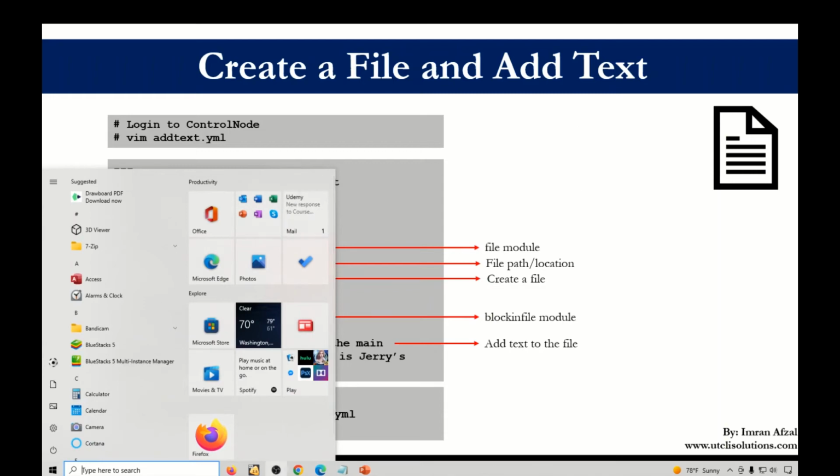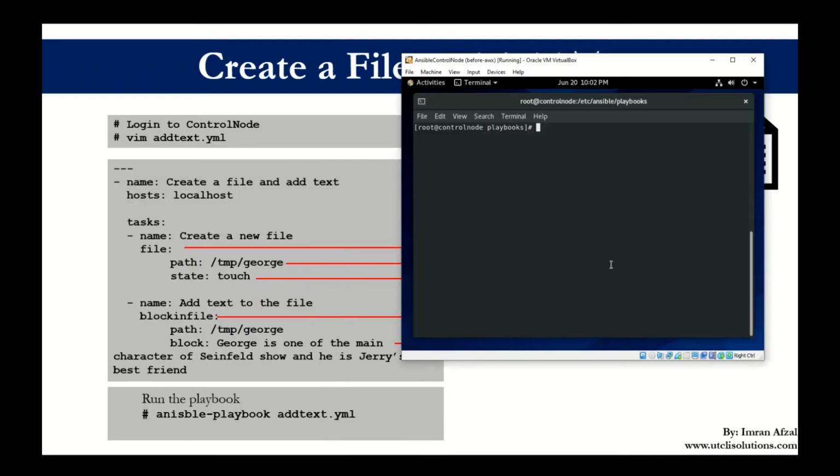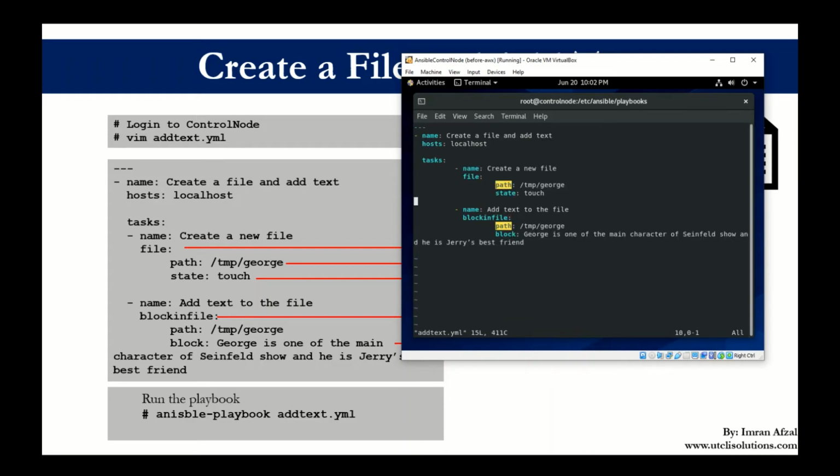So my Ansible node is right here, and I'm already logged in as root, or if you are running as yourself or a different user, just make sure you're logged in as that person. All right, now let's go to our playbook that I created earlier, add text.yaml file. And if you notice, I added everything exactly the same as I have it on my PowerPoint slide. So localhost, the task is to create a new file, and then file is the module, the path defines where you want to create the file, and the state is touch, meaning create a file.